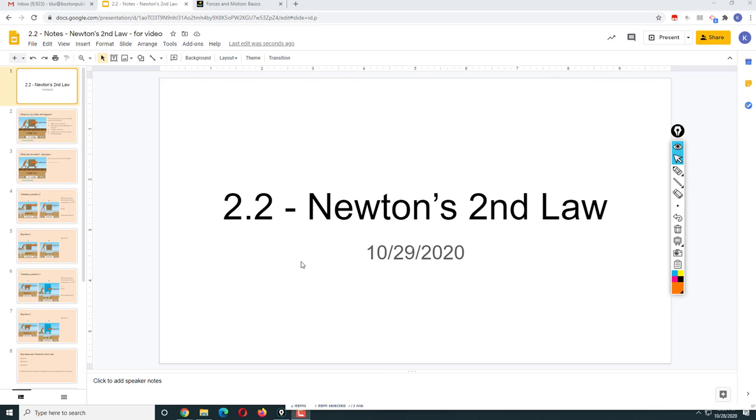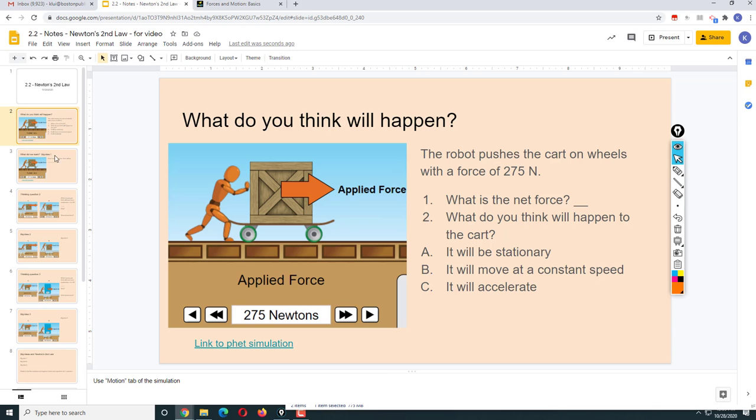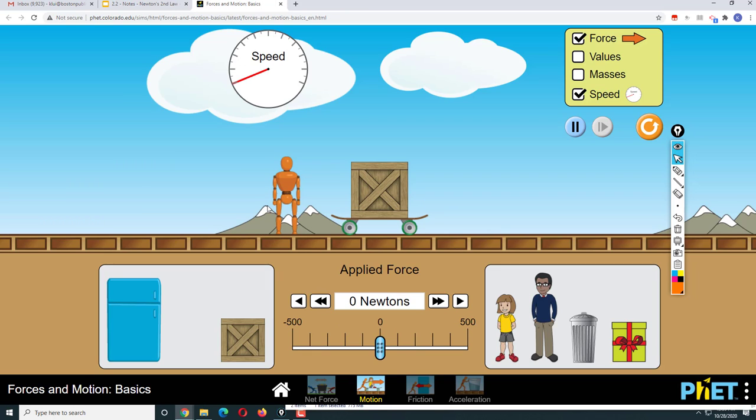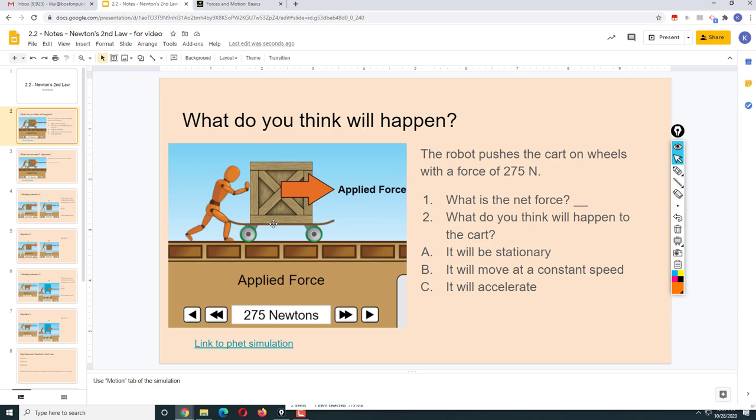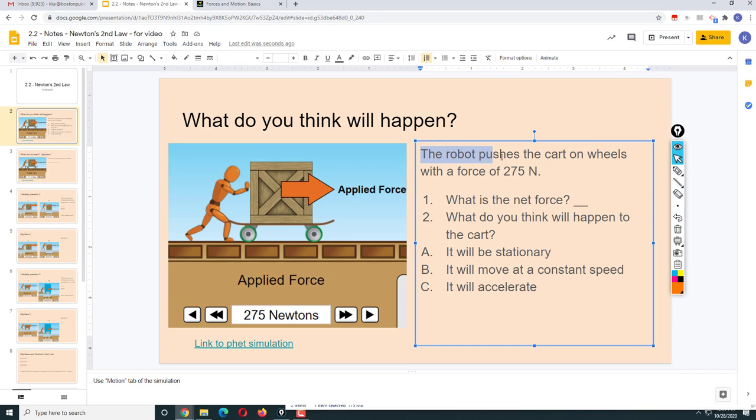Welcome to 2.2, Newton's second law. Here we have a robot. The robot will push this cart on wheels. The robot pushes the cart on wheels with a force of 275 newtons.